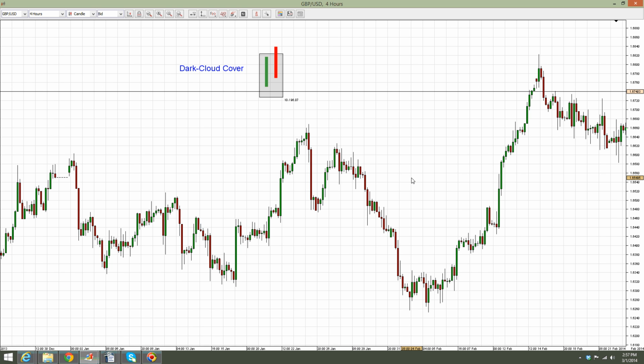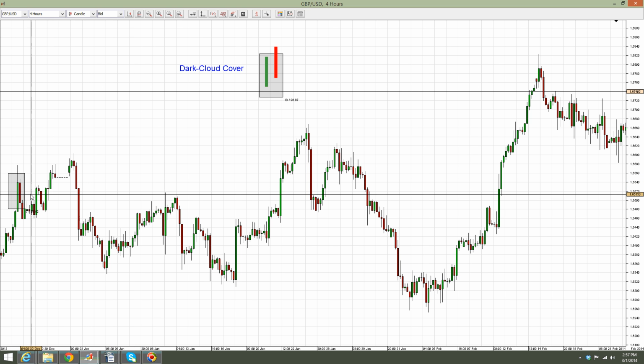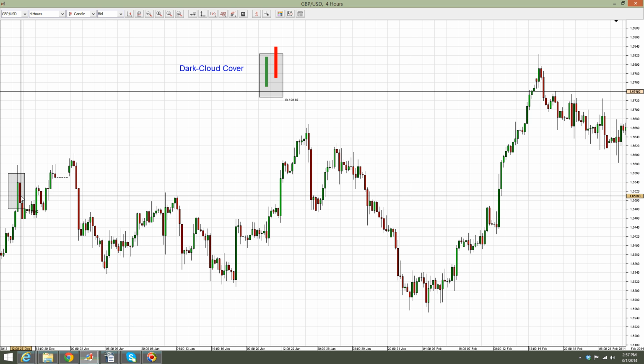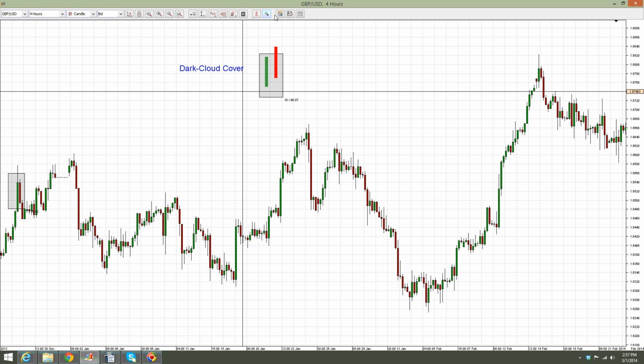The first example that we want to take a look at is this one here. As you can see, price comes and makes a bullish candle to the upside, so the green candle is done, and then the bearish candle to the downside that goes and exceeds the 50% and ends here. It is not a bearish engulfing, but it is a dark cloud cover.